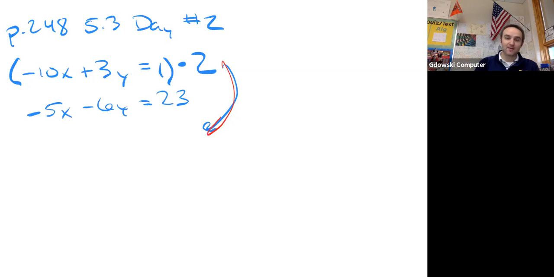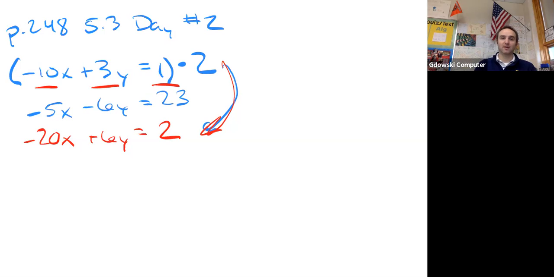So if I take that top one and rewrite it after I multiply by 2, that's going to give me negative 20x plus 6y is equal to 2. Right? So I changed that. I multiplied everything by 2, every single term. Important that you're multiplying every single term by 2.